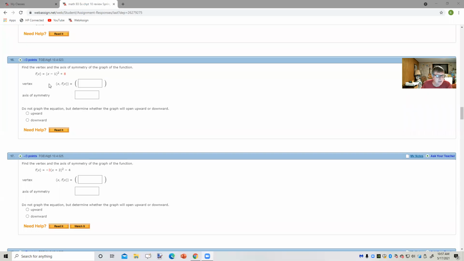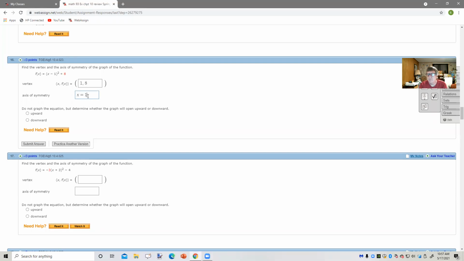So here it says, find the vertex and the axis of symmetry of the graph of the function. All right, the vertex would be at (h, k). Keep in mind, (x minus h) squared plus k. So h is going to be 1, and k is going to be 8. So the vertex is at (1, 8). The axis of symmetry is at x equals h, x equals 1.